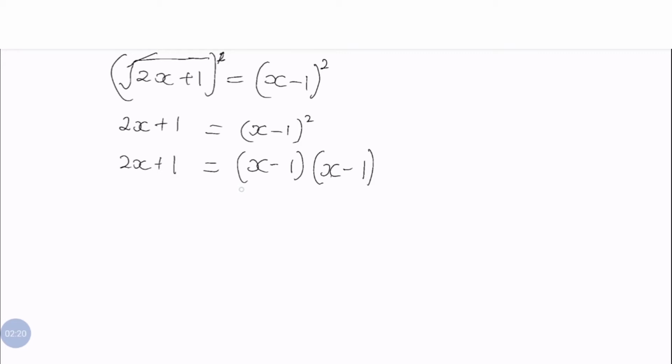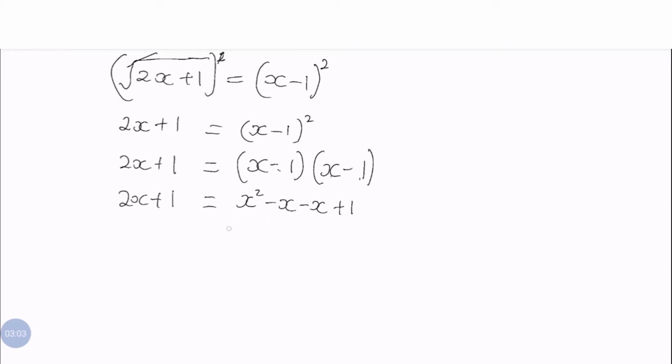X times x is x squared. X times negative 1 is equal to negative x. Negative 1 times x is equal to negative x as well. Negative 1 times negative 1 is positive, because a negative multiplied by a negative will give us a positive answer. So it is a positive 1. Let us write this as it is, 2x plus 1, because there's nothing changing on this side.